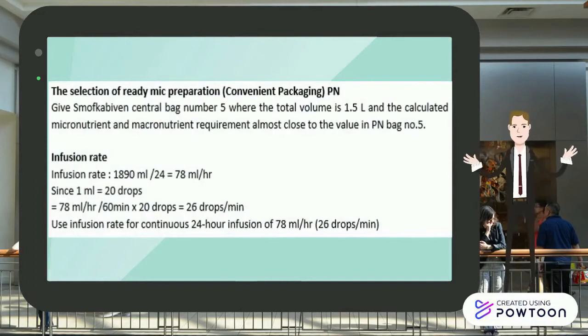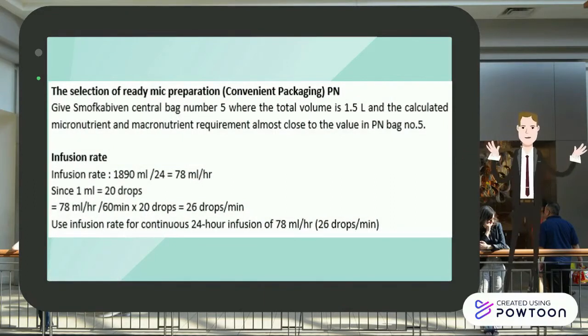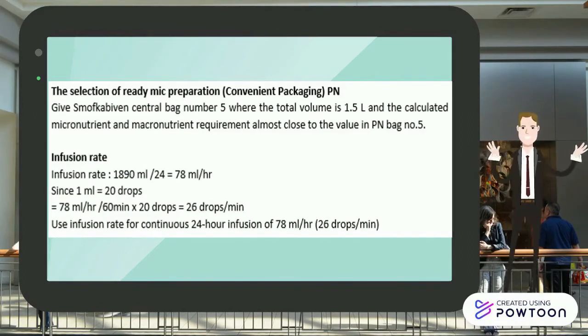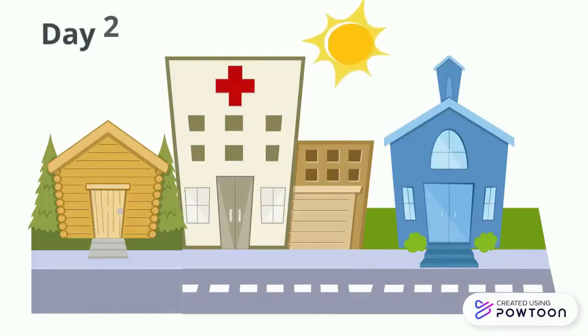We give Smofkabiven Central bag number 5, where the total volume is 1.5 liter and the calculated micronutrient and macronutrient requirement is almost close to the value in parenteral nutrient bag number 5. The infusion rate that we have calculated is 78 ml per hour. Therefore, we use a continuous 24-hour infusion of 78 ml per hour, which is about 26 drops per minute. We are done with day 1.